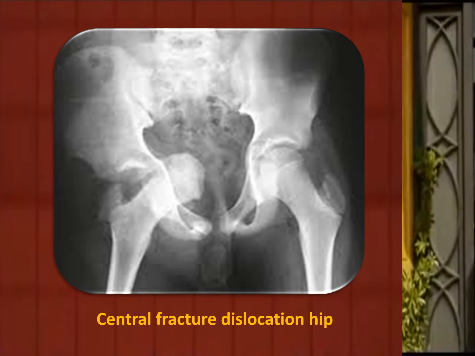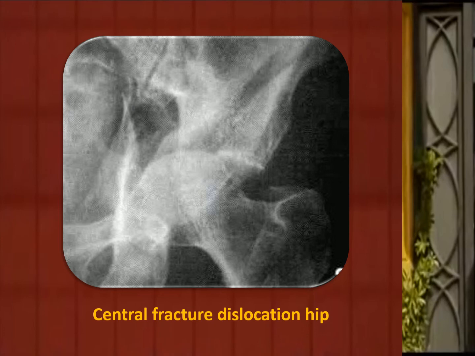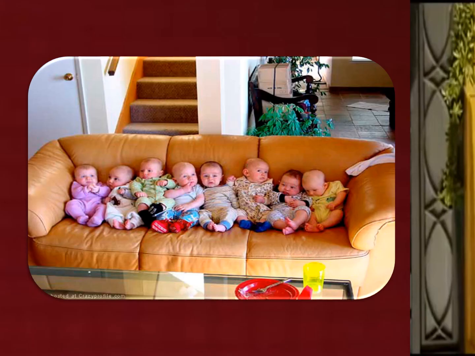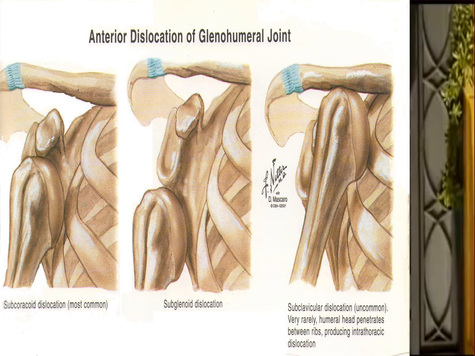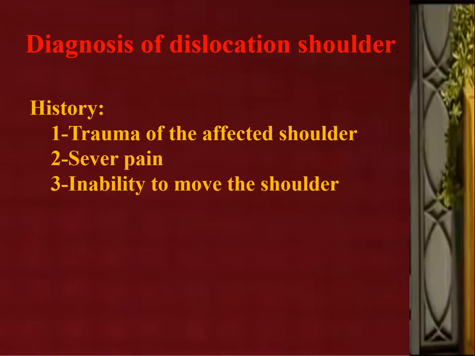That is the central fracture dislocation. Another example of central fracture dislocation. We have to speak about dislocation of the shoulder, caused by a fall on an outstretched hand, classified as anterior. How to diagnose dislocation of the shoulder?